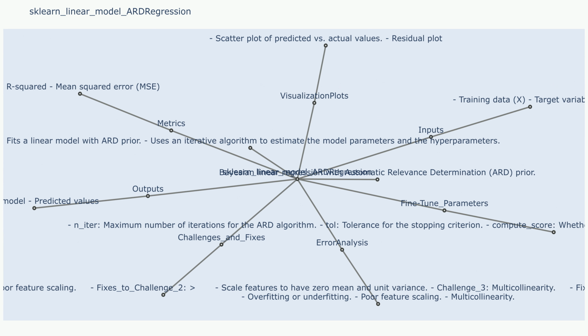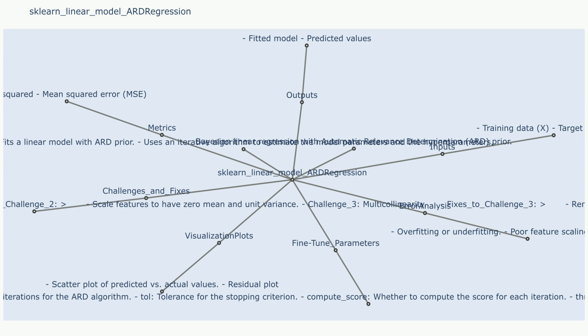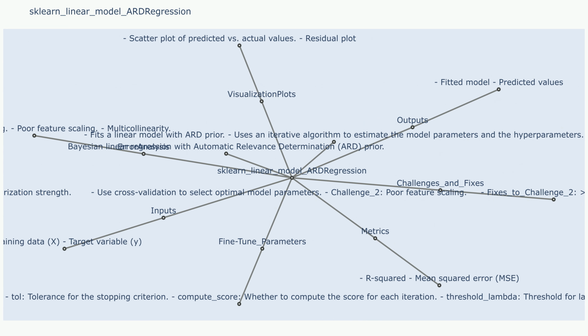Fixes. Reduce the number of features. Feature selection techniques can be employed to reduce the dimensionality of the feature space. Optimize the hyperparameters. Experiment with different values for alpha_1, alpha_2, n_iter, and tol to improve training speed. Use a different optimization algorithm. Consider using alternative optimization algorithms like stochastic gradient descent or coordinate descent, which may be faster for large datasets.